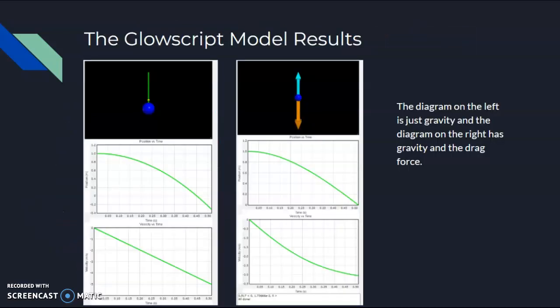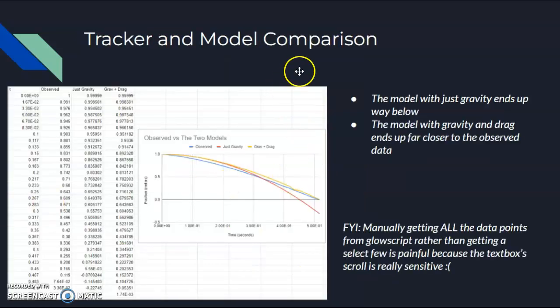Then for the GlowScript model, this is actually what they show. This is the one on the left. It shows just gravity, and then this one on the right has gravity and the drag force. So you can see there's a drag force in the opposite direction. And you can see that this one has a constant slope, and then this one has a decreasing negative slope.